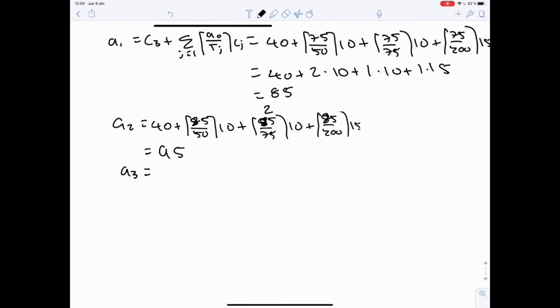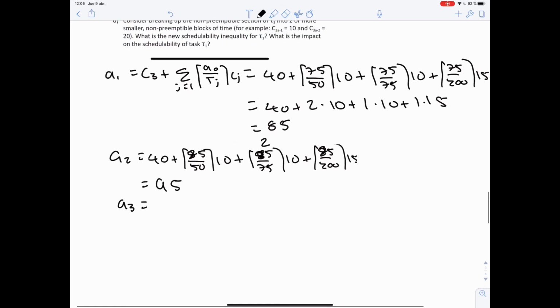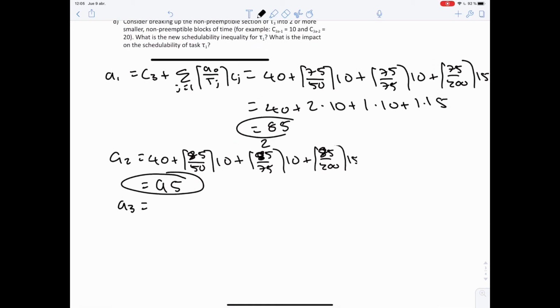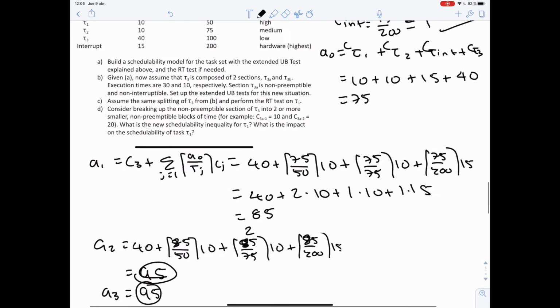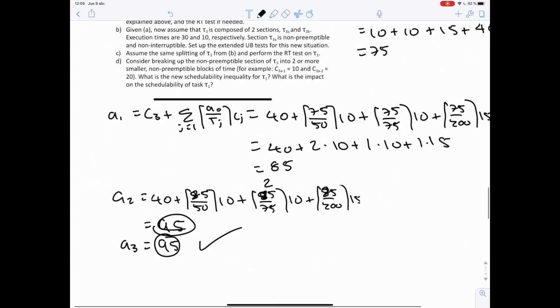We will do the same thing for A3 because this does not match. And if you do it, you'll see that this will result in 95, and it does match. And now we want to check if it's less than the period. And that is the case. So task 3 is schedulable.